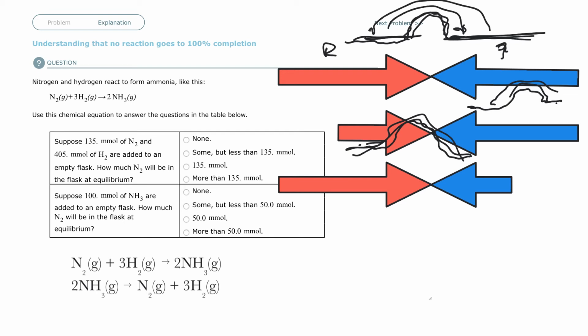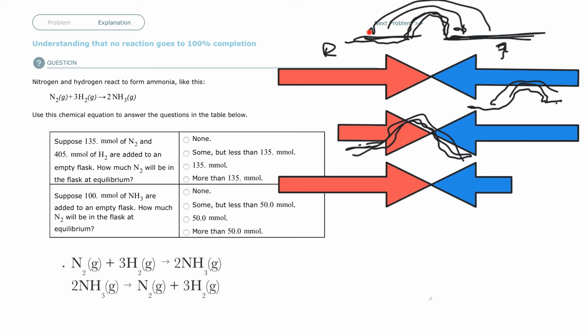I've got 135 millimoles of nitrogen, 405 millimoles of hydrogen. That happens to be a 1-to-3 relationship. When you have a 1-to-3 relationship, you're going to start going forward and making some ammonia. So if you put that in an empty flask and the reaction starts, how much nitrogen will be in the flask after it equalizes?